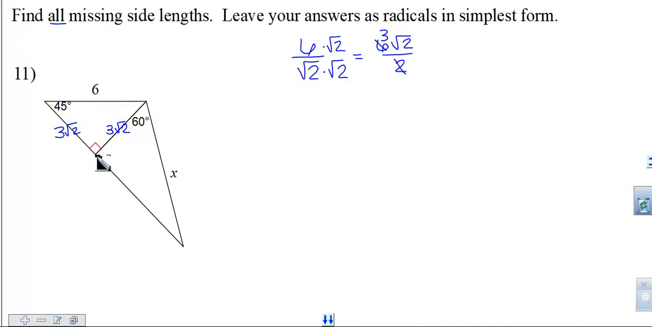Now that I have the short side of my 30-60-90, I can go to either place through multiplication. I can go to the hypotenuse by multiplying by 2. That gives me 6 square root of 2. Or I can go to the side across from the 60 by multiplying by the square root of 3. So this side is 3 square root of 6.